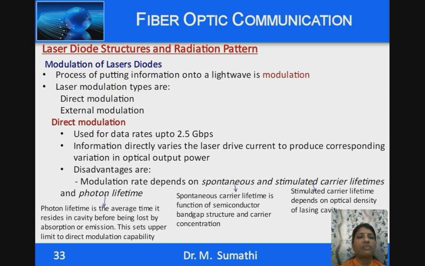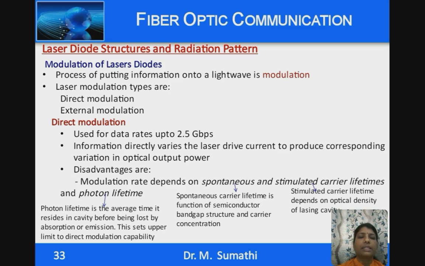Looking into modulation of lasers. Modulation is nothing but putting information into the light wave. Modulation can be of two types, direct and external modulation. In case of low data rates, direct modulation can be used, and when the data rates are high, greater than 2.5 Gbps, external modulation is used. So, direct modulation is used up to 2.5 Gbps.